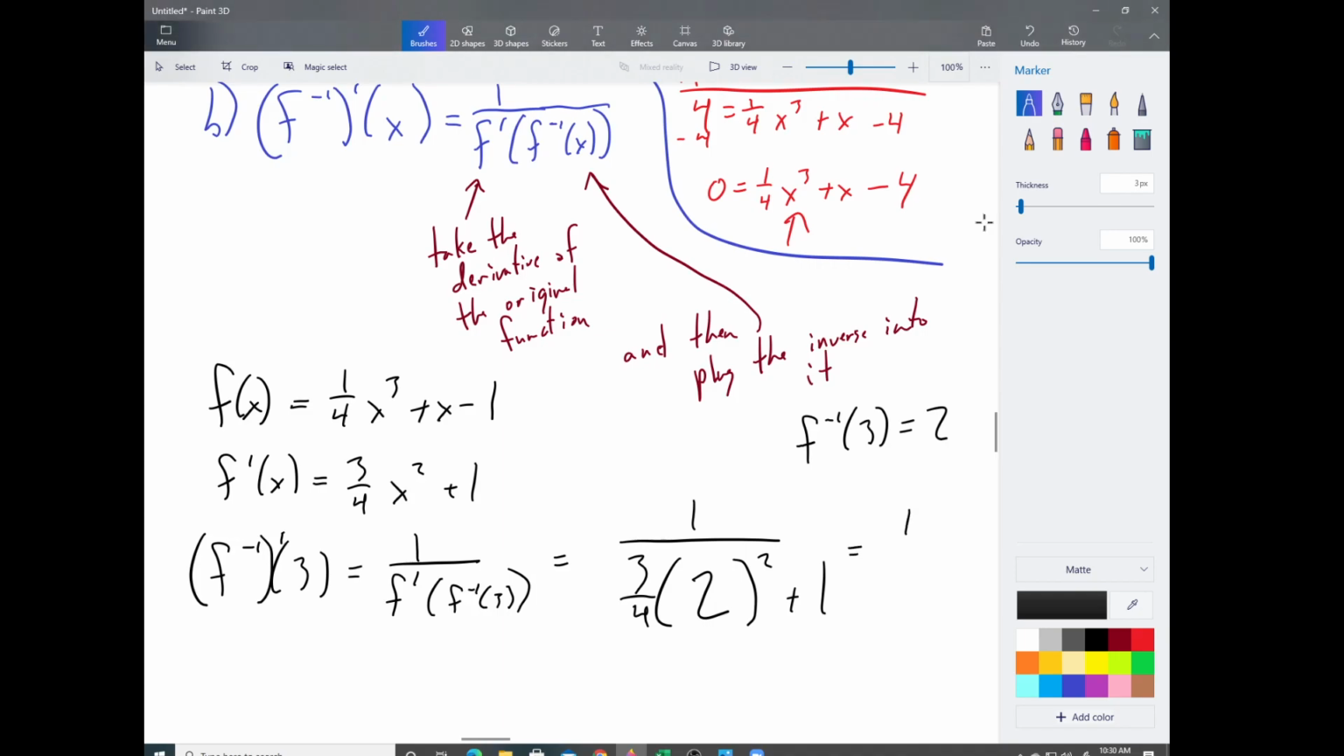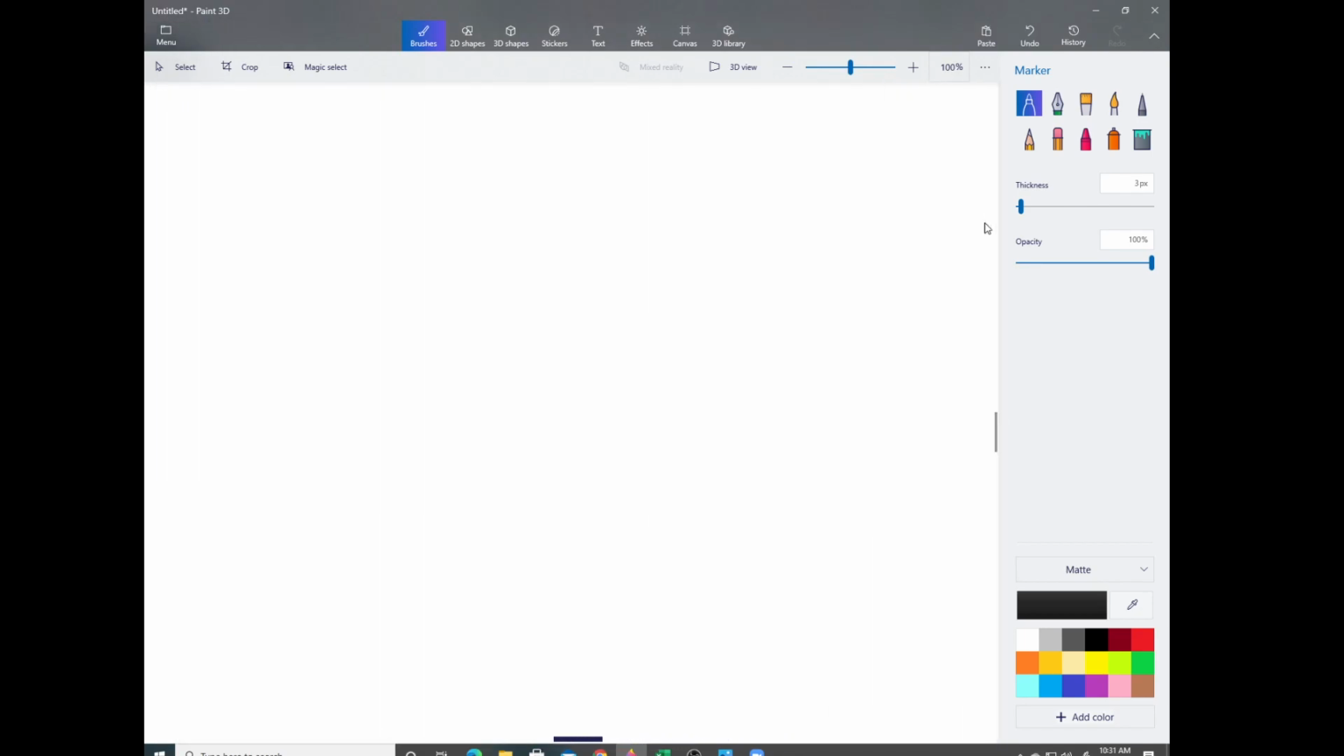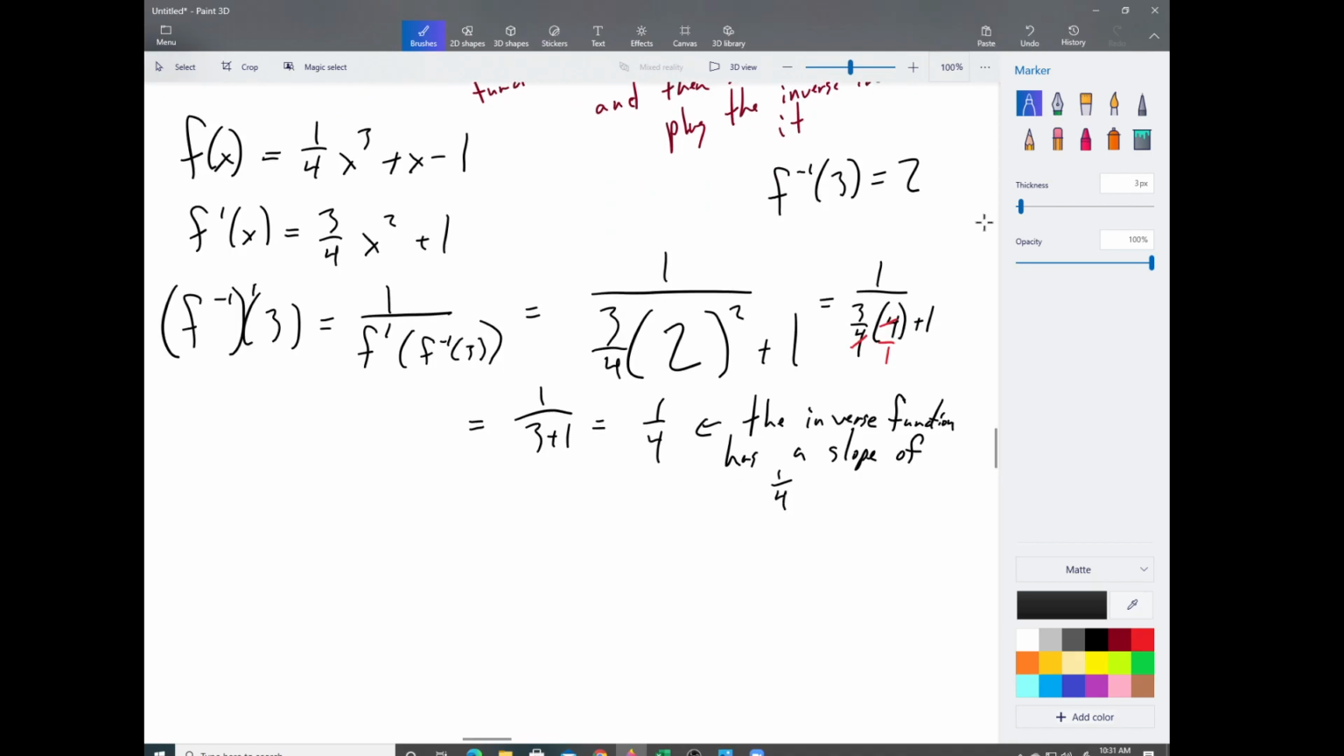So all I need to do now is I simplify this. And this tells me the inverse function has a slope of 1/4. Oops, sorry. Of 1/4 at x equals 3.